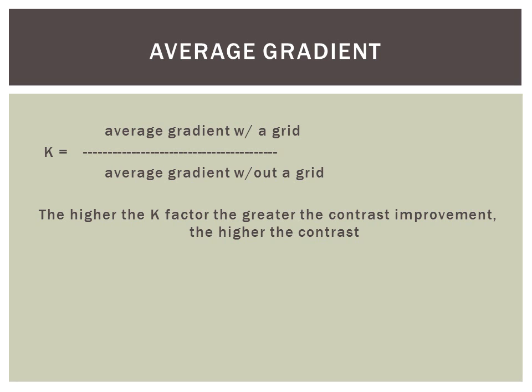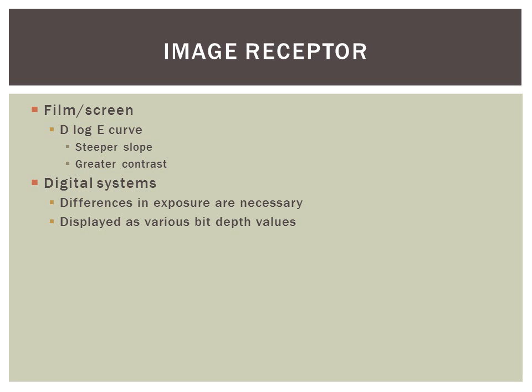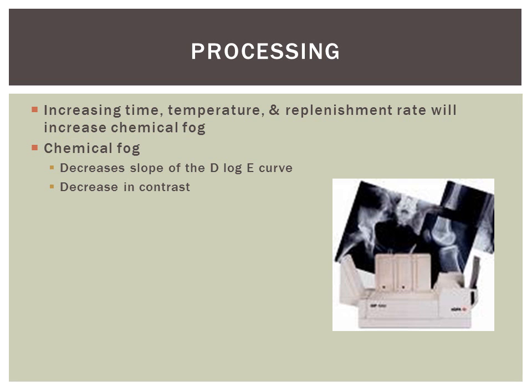Average gradient, like I said, is the best way to measure our K factor. So K equals average gradient with a grid over average gradient without a grid. The higher the K factor, the greater the contrast improvement, the higher the contrast. Image receptor. So film screen, the D log E curve is the primary determinant of film emulsion, and we looked at that a little earlier. So steeper slope, greater contrast. With digital systems, the differences in exposure are necessary and displayed at various bit depth values.